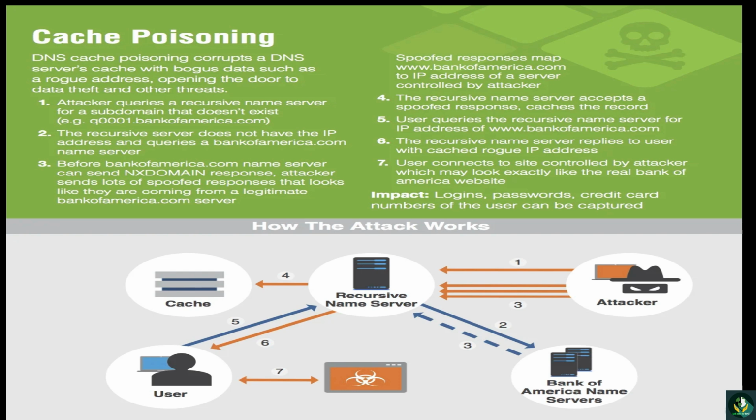Number 5, the user queries the recursive name server for the IP address of www.bankofamerica.com. And number 6, the recursive name server replies to the user with the cached rogue IP address. And number 7, the user connects to a site controlled by the attacker, which may look exactly like the real Bank of America website. How the attack works, just look at this picture carefully: the recursive name server, how the attacker gets the cached memory, and how the user is manipulated by the attacker.